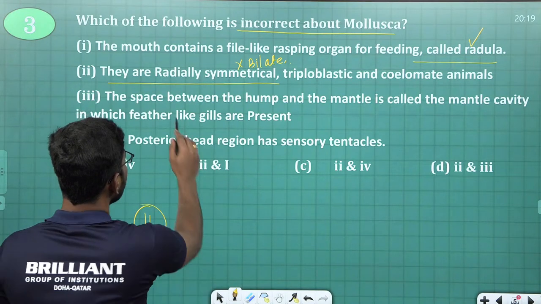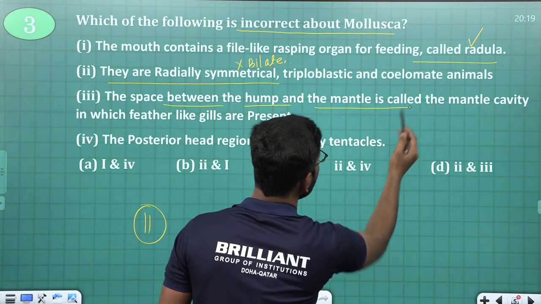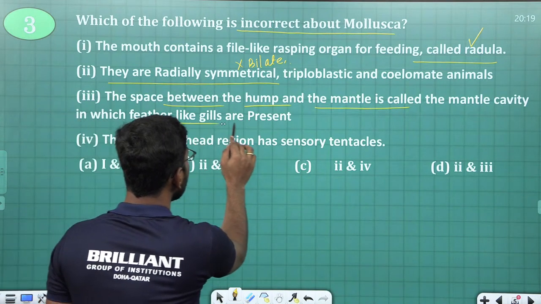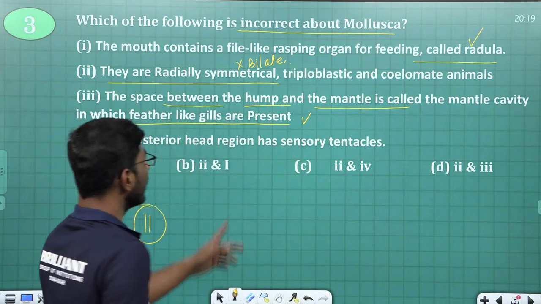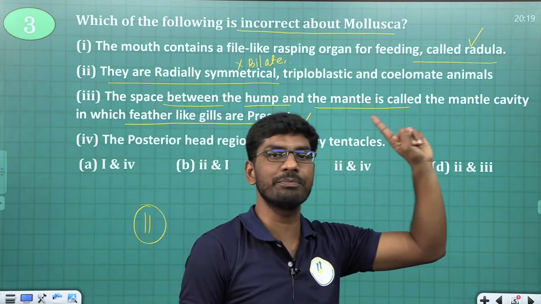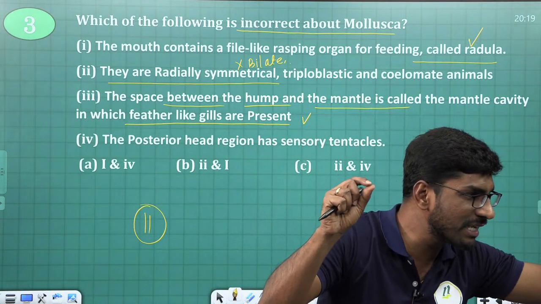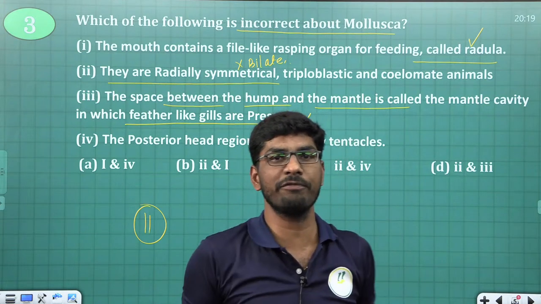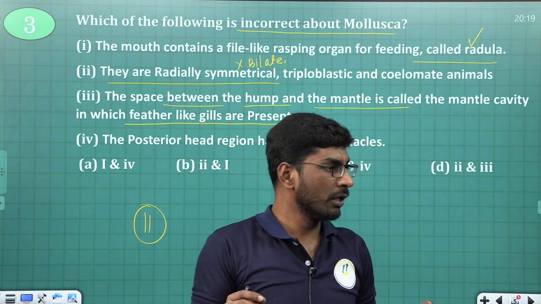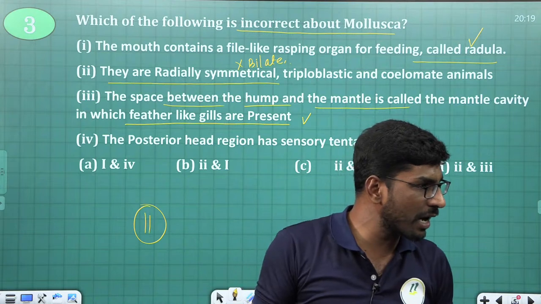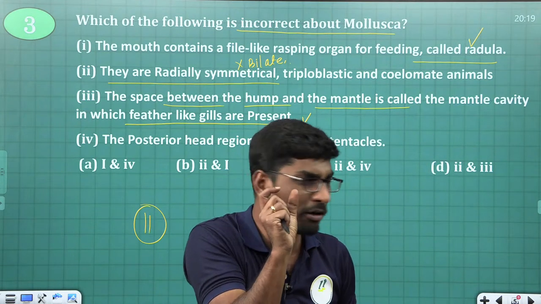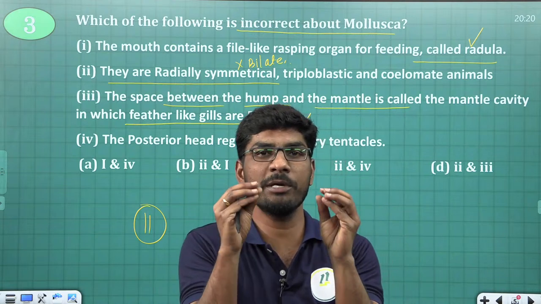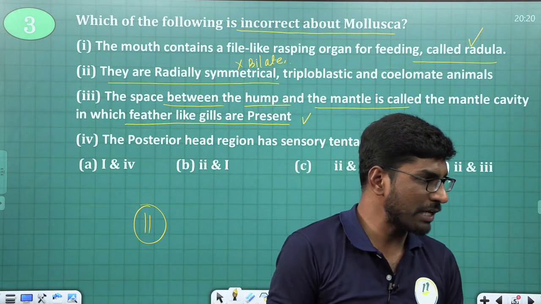Come to the third one. The space between the hump and mantle is called what? Mantle cavity, in which feather-like gills are present. Absolutely correct. These gills are called something. Anyone of you tell me what these gills are called? These gills have been given a specific name. I forgot that. Can anyone of you help me out? Isham, Faiza, Kavya, anyone of you tell me the specific name of this gill? The molluscan gill has been given a specific term.